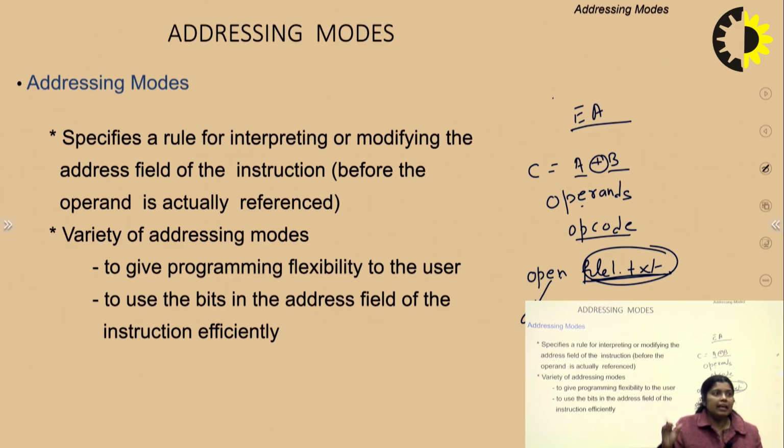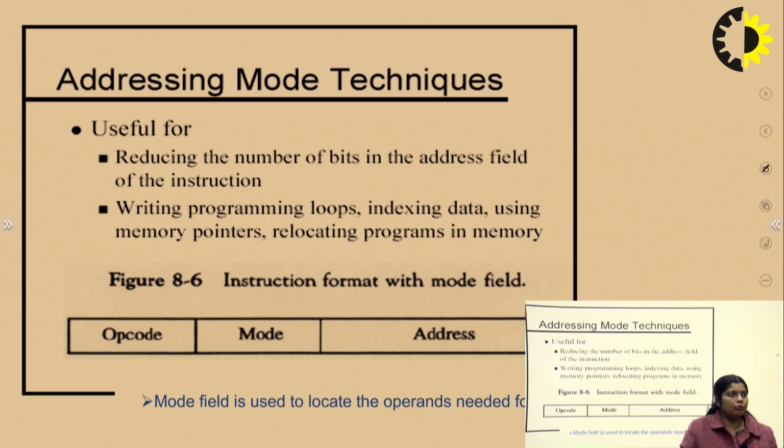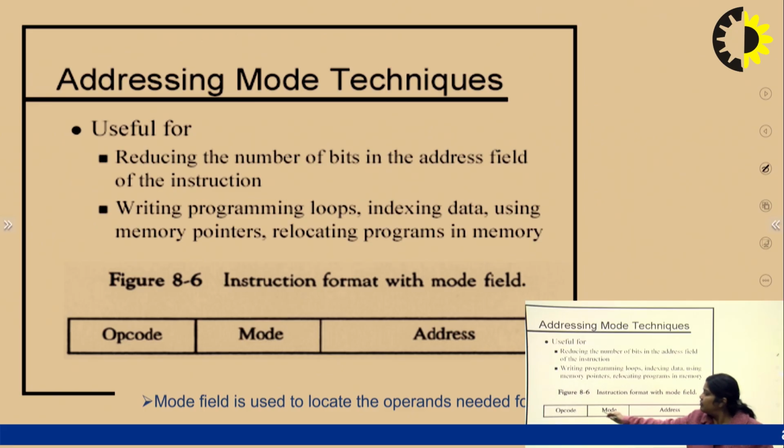It specifies the rule for interpreting or modifying the address field of the instruction. There are many addressing modes, like immediate addressing mode, indirect, and so on, which we are going to discuss. First of all, this is the computer instruction format. In the instruction format there are three fields: opcode, mode and address. Opcode you can now understand. Mode: there are 10 types of addressing modes. And address is the address of the instruction.